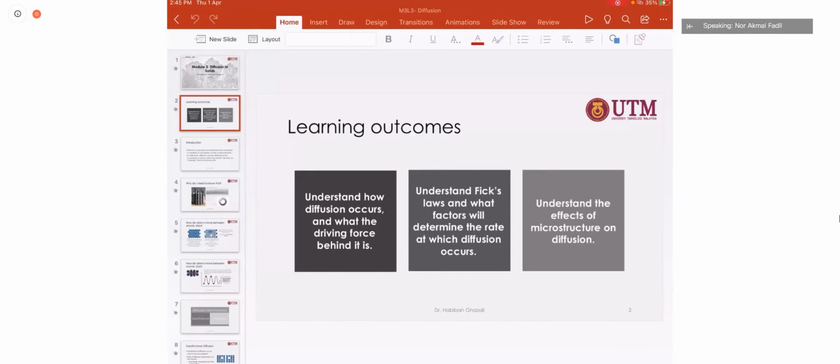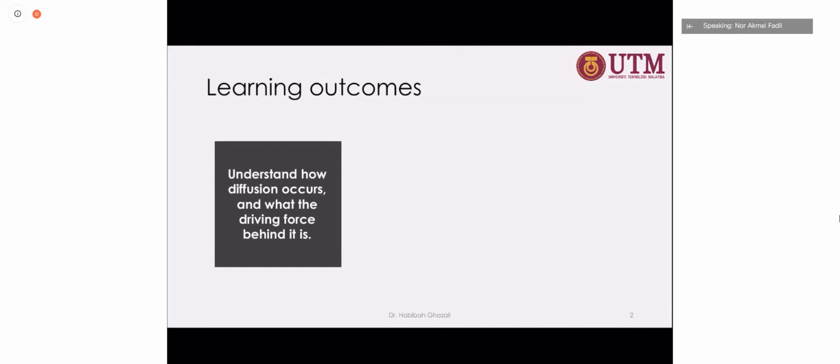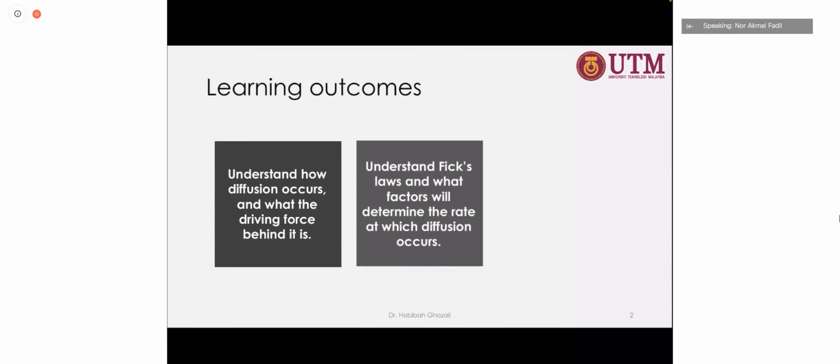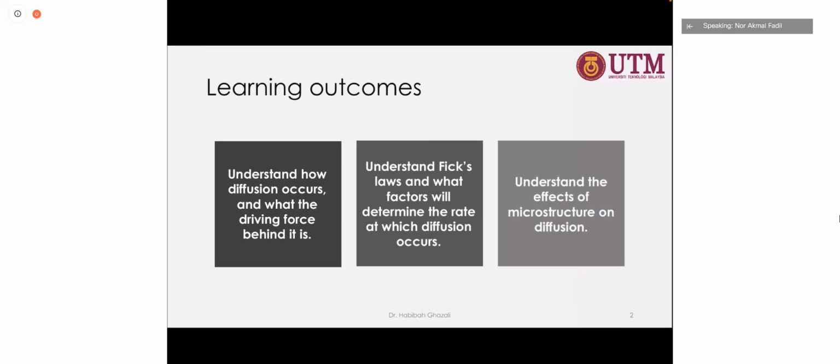The outcome from this lesson is you should be able to understand how diffusion occurs and what the driving force behind it is. And besides, you should understand Fick's law and what factors will determine the rate at which diffusion occurs, and understand the effect of microstructure on the diffusion.